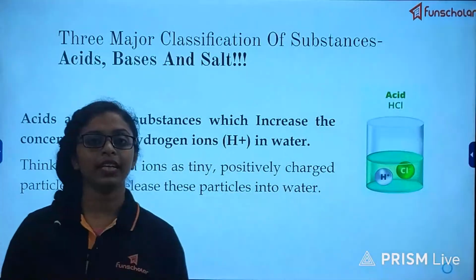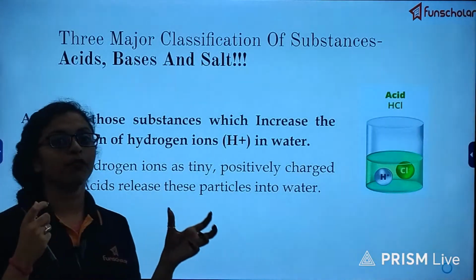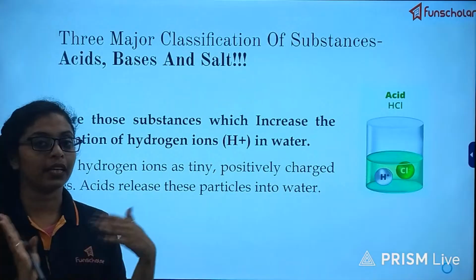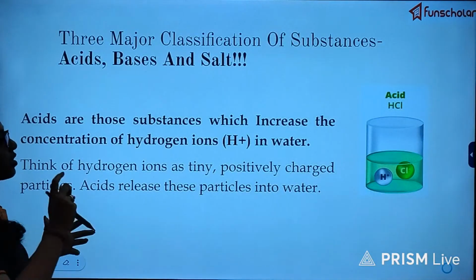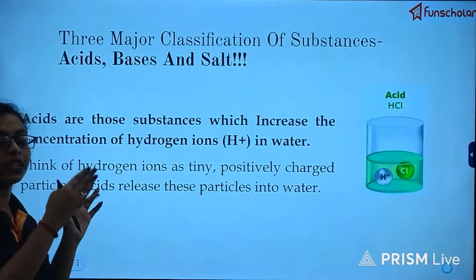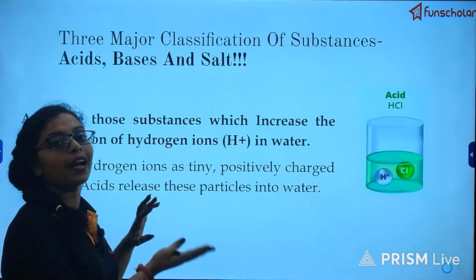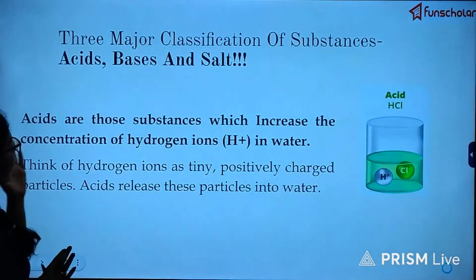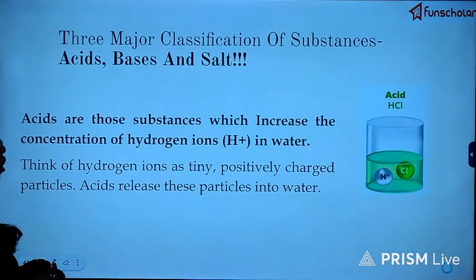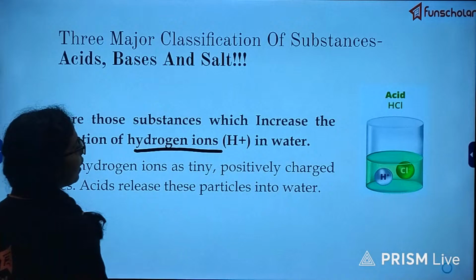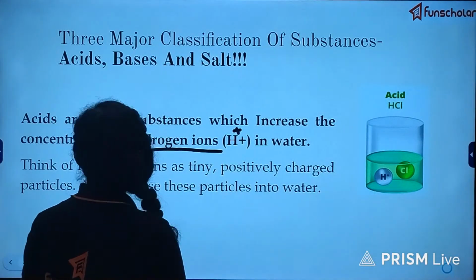So here I have already mentioned that there are two types of ions: one is the H plus ion, and the other is the OH minus ion, right? So let's discuss and learn more about what an ion is and the relationship between ions and acids and bases. Acids are those substances which increase the concentration of hydrogen ions, H plus, in water.